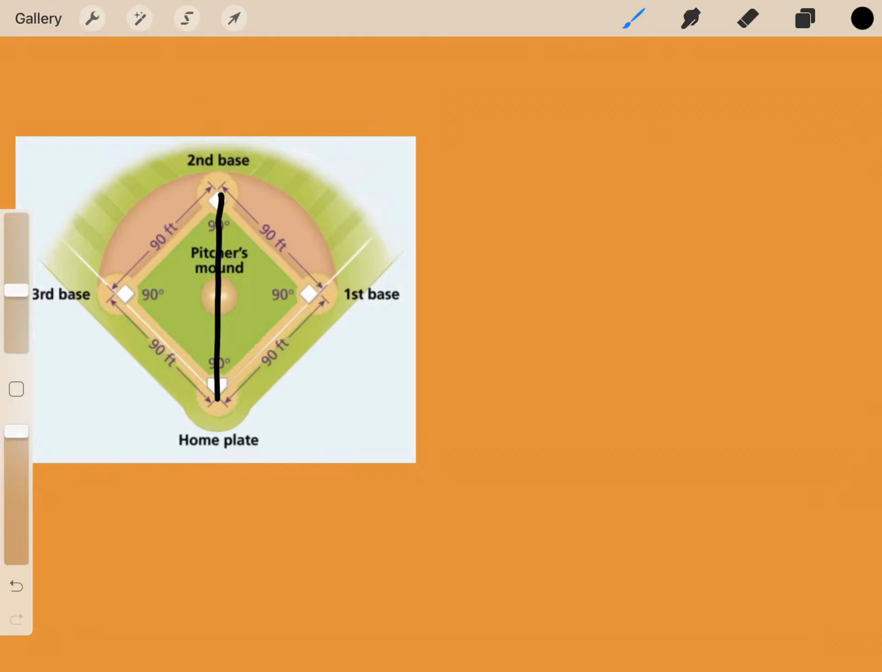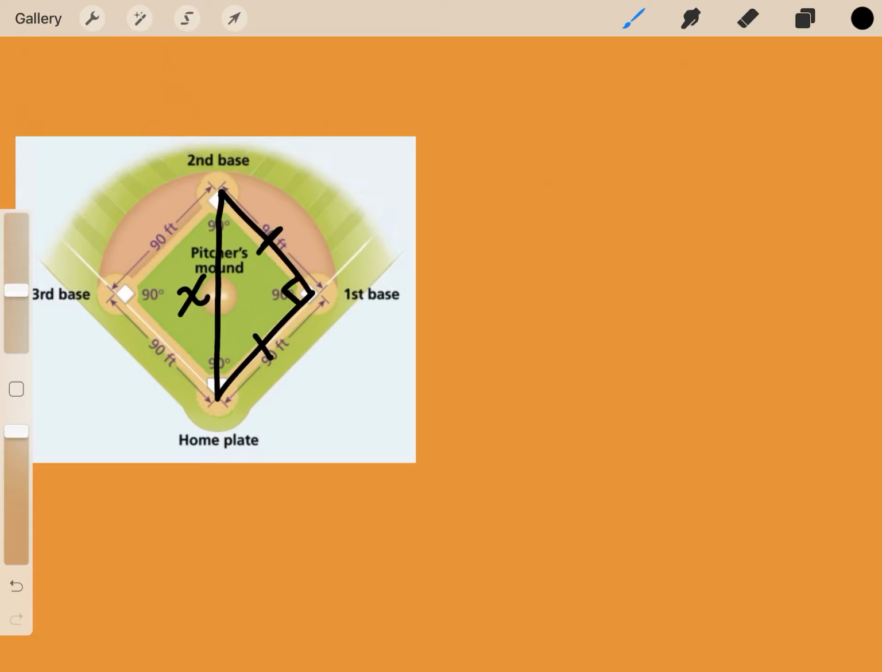Well, we can use the fact that we can create a right triangle using the baselines. So from home plate to first base is 90 feet. From first base to second base is 90 feet, and we have a right angle right here. So when we're looking for what it is from home plate to second base, we're looking for that value, which is the hypotenuse. Since these are both 90 feet, they're isosceles, this is a 45, 45, 90 triangle, one of those special triangle relationships we learned last week.